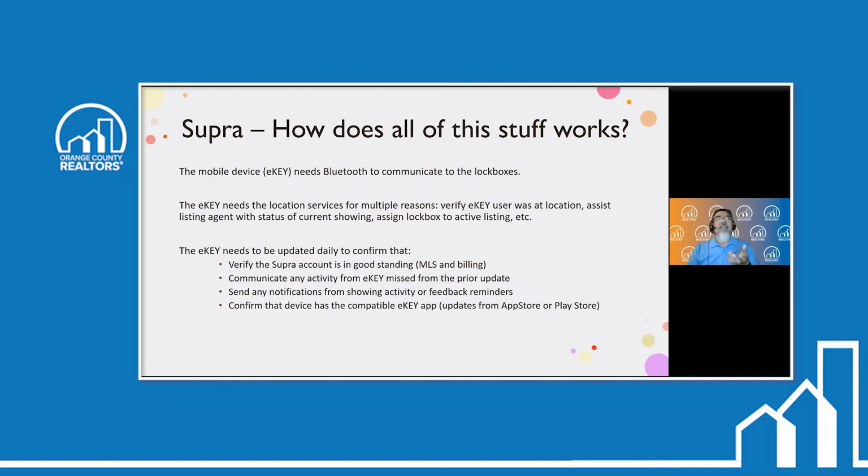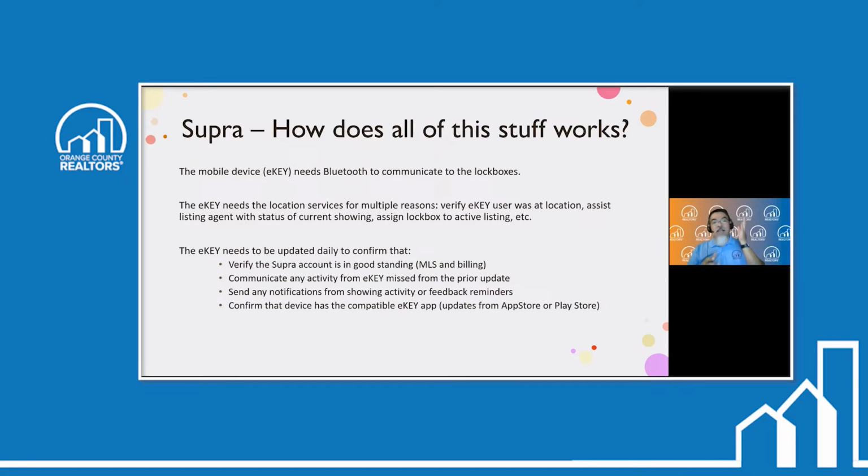The eKey service needs to be updated daily, like I just said. The reason why it does that, it first sends a signal out to Supra, and it needs to verify that your Supra account is in good standing. And then also it double checks that your MLS account is active. In order for you to have the eKey service, you have to have an active MLS account with us.